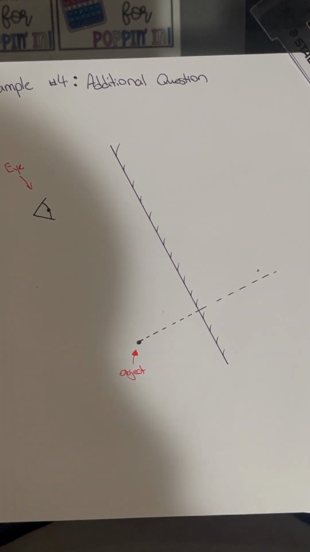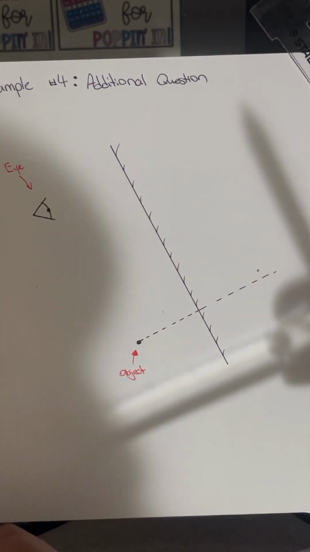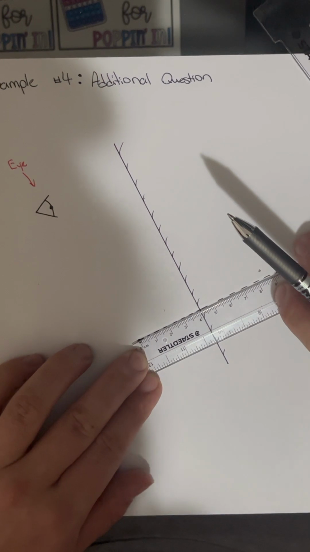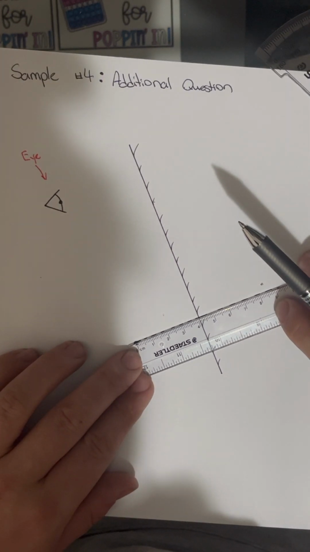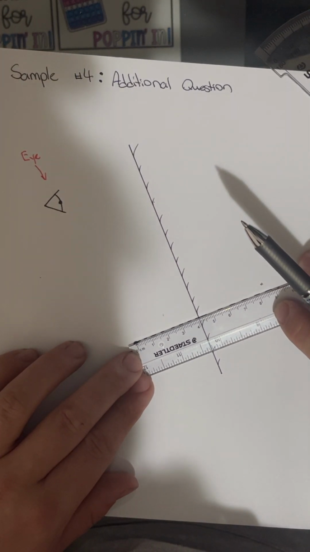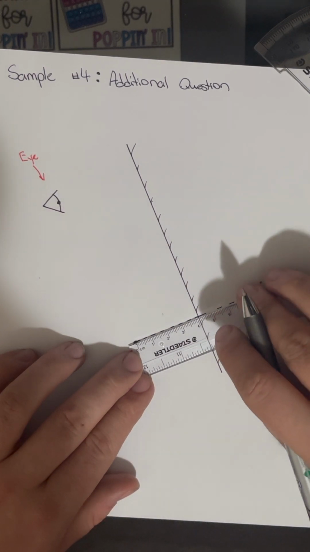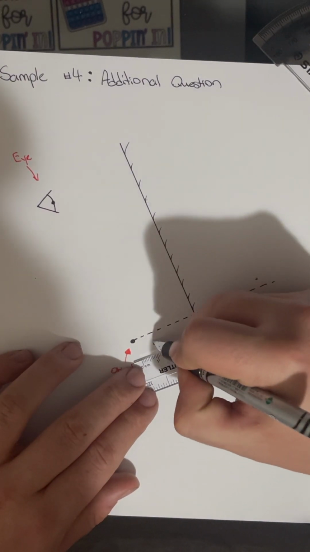So again, we're just simply measuring the distance from the object to the mirror. So in this situation, I am at 4.1 centimeters from the object to the mirror itself. So that is 4.1 centimeters.